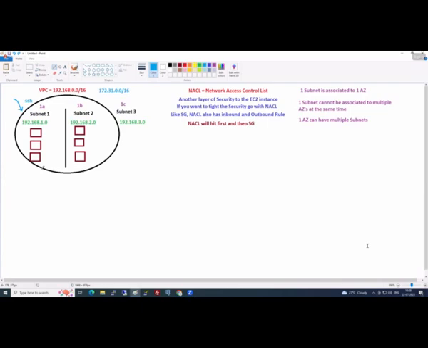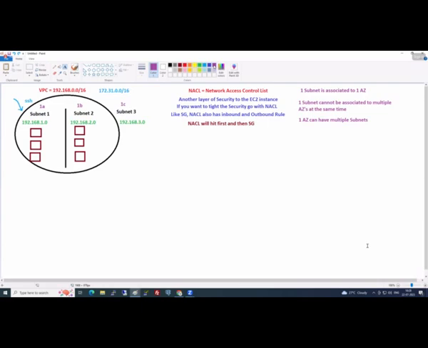So guys, there we get NACL. The very nice thing about NACL is, in NACL we have inbound rules and outbound rules. In NACL we can deny it. In a security group, can we deny? No. In NACL we can deny. We can allow also, and we can also deny.